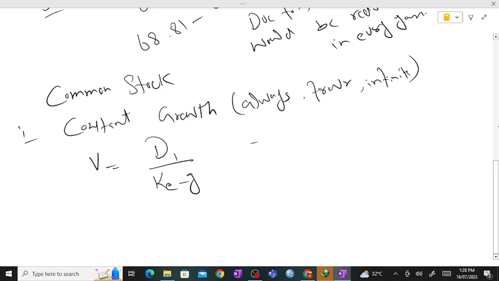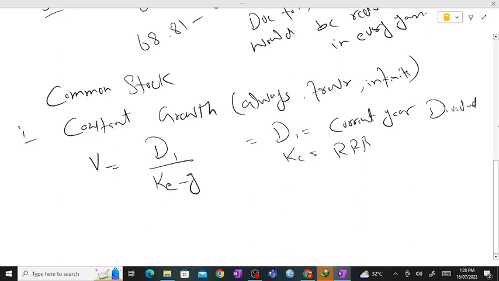D1 is the current year dividend, while K is the required rate of return and G is growth.